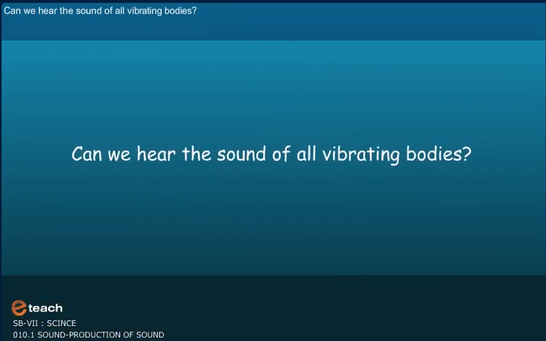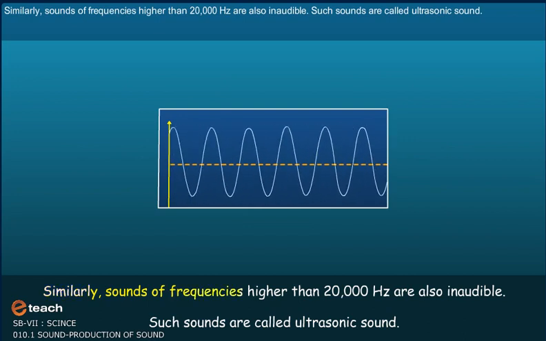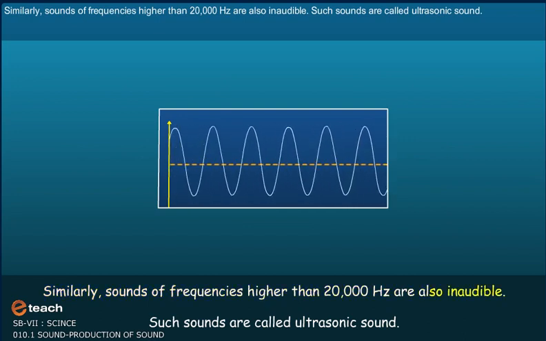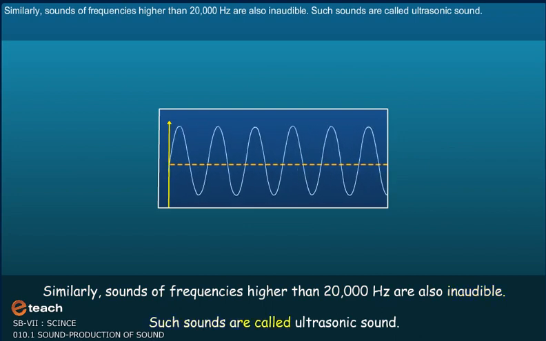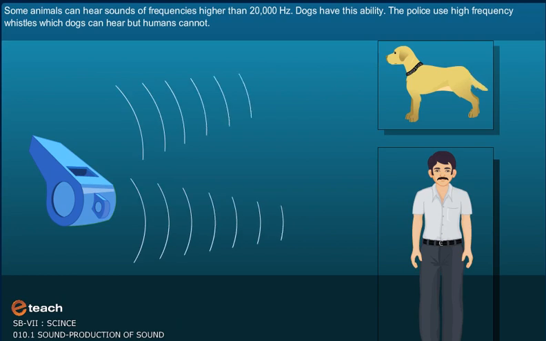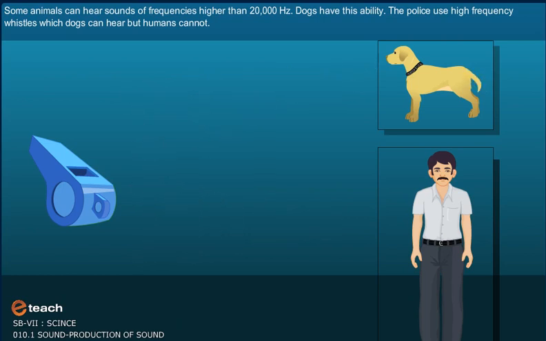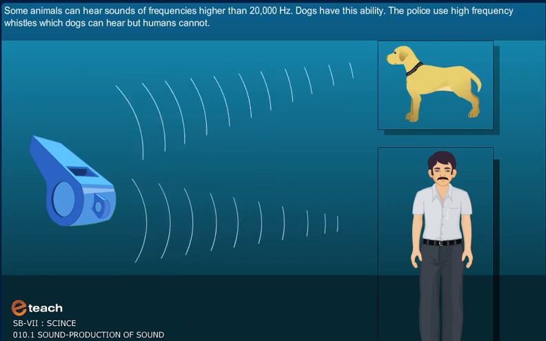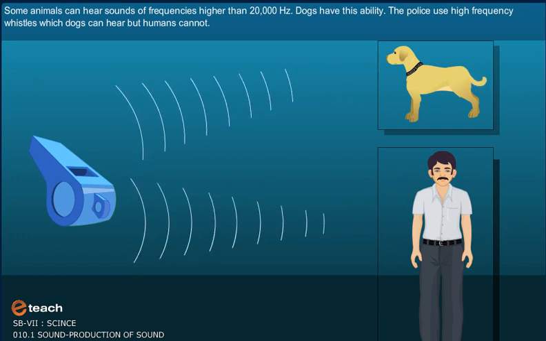Can we hear the sound of all vibrating bodies? Similarly, sounds of frequencies higher than 20,000 Hz are also inaudible. Such sounds are called ultrasonic sounds. Some animals can hear the sound of frequencies higher than 20,000 Hz. Dogs have this ability. The police use high-frequency whistles which dogs can hear but humans cannot.